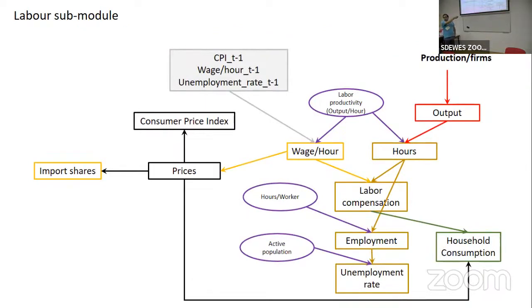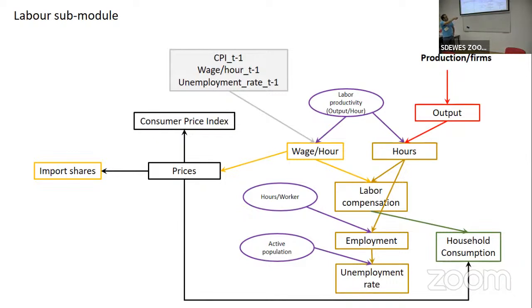So we start from the production module, from the input module, we have the output. From the output, taking into account the labor productivity, we have the hours. And on the other hand, we have the wage per hour that depends on the labor productivity. And here there is a link, the consumer price index of the previous year. These are lagged variables. The wage per hour of the previous year, and then the unemployment rate of the previous year. So with this, you compute the wage per hour, and wage per hour times hours is labor compensation, and with the labor compensation, it goes to the household consumption.